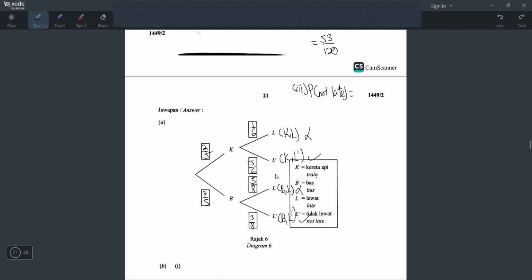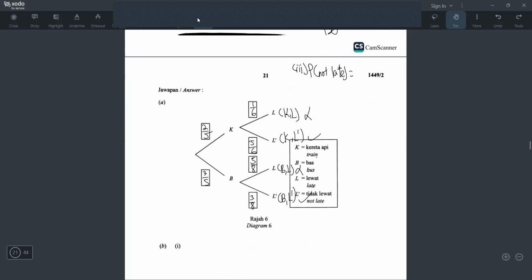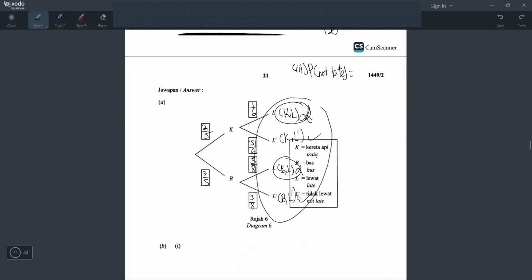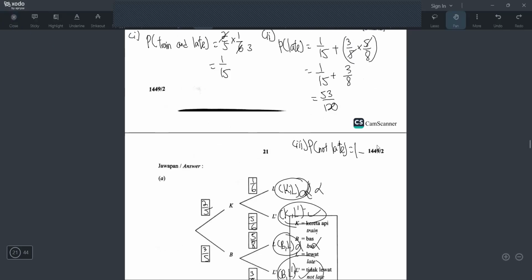But there is a faster way to do this question. Just now, I already calculated the probability of late, which is this one and this one added together, right? And I already told you in the beginning, the total probability of these 4 options added together would be 1. So if I want to do it fast, I can straight away take 1, which is all the 4 options' probability combined, minus this one and this one, to get here and here, because this is the one I want. And this probability, I already did just now, 53 over 120. So I can do it like this.